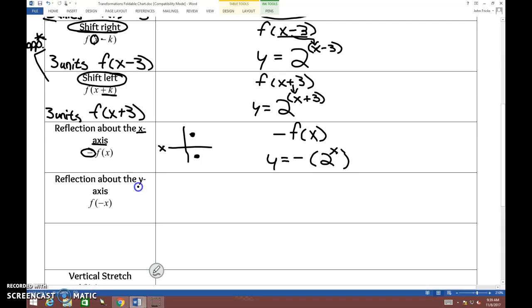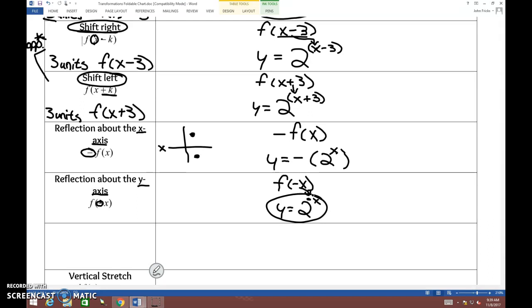To reflect across the y-axis, I'm going to multiply my negative with my x. So in this case, my rule would be f of negative x. So to reflect this, same parent function, I'm going to take y equals 2 to the x power, and then for x, I'm going to just substitute in negative x. And that's going to make that equation. So with this one, I'm looking to multiply the negative times the x value.